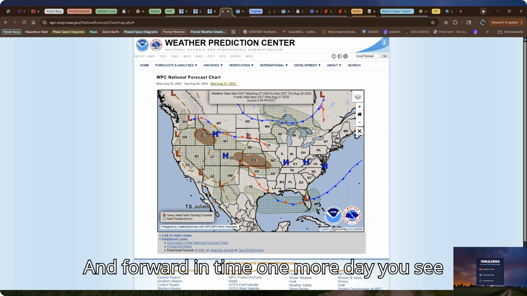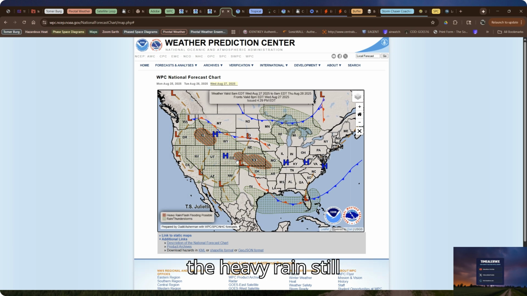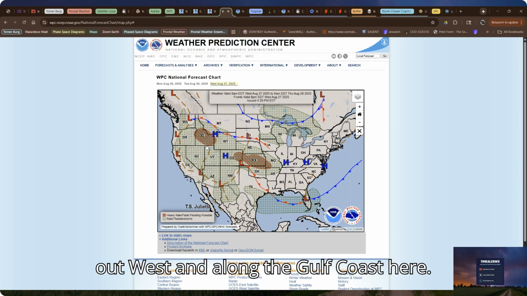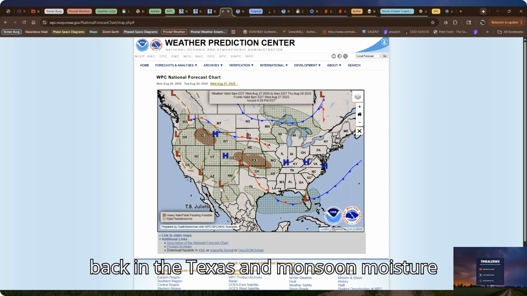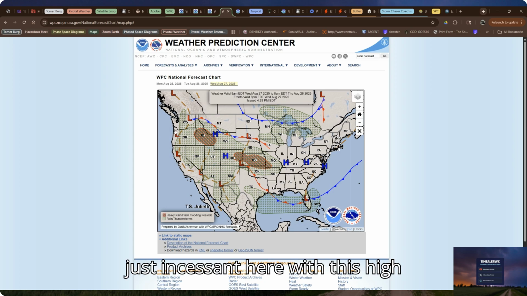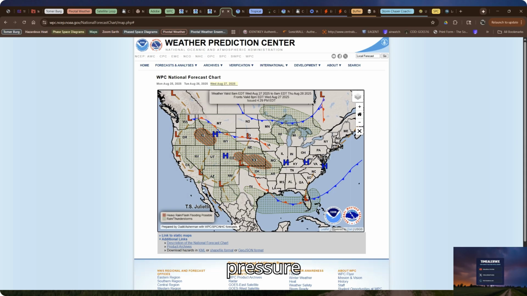Moving forward in time, one more day. We see the heavy rain still situated up here out west and along the Gulf Coast here. Not really the Gulf Coast, but back into Texas, and monsoon moisture just incessant here with this high pressure situated here and flow around it.